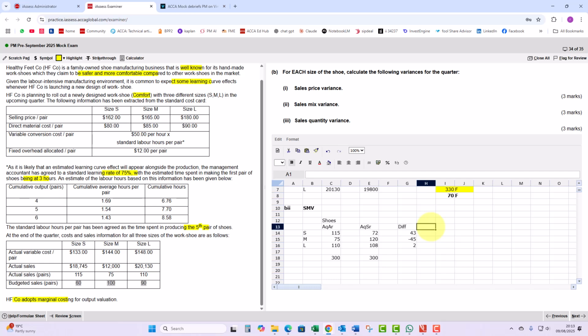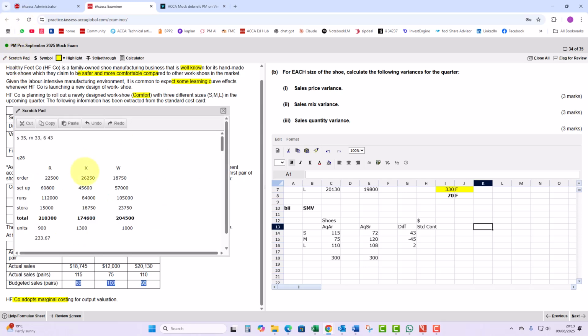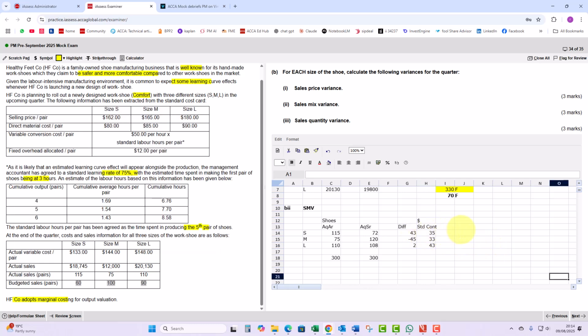We now need to convert it into a dollar amount. And so our standard contribution comes into play. And this is what I did before. I took the standard contribution, calculated from the previous sheet, and that way I haven't had to try and remember it, and I'm not flicking back and forth. So the sales mix variance is now, we just multiply the difference in shoes by the standard contribution.